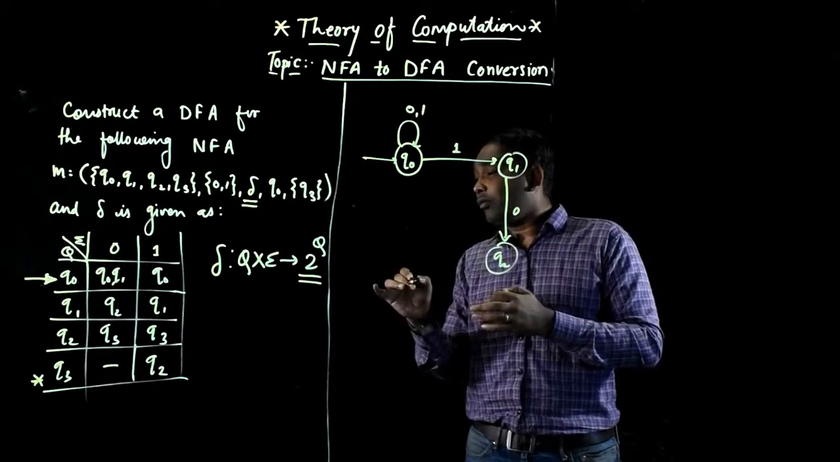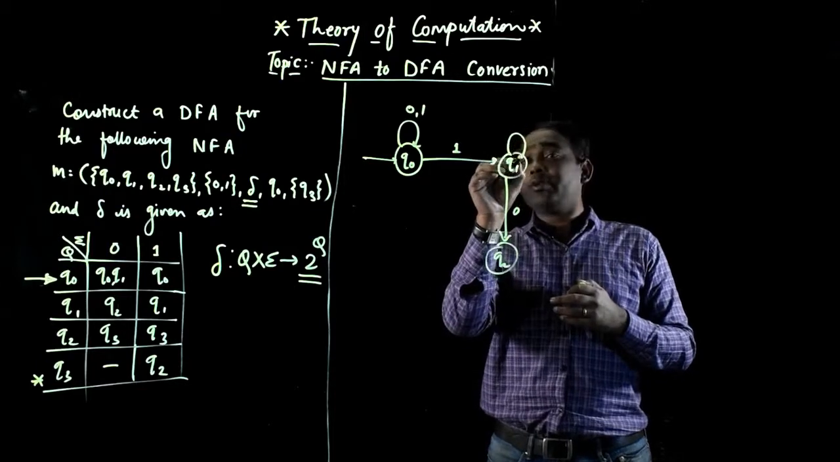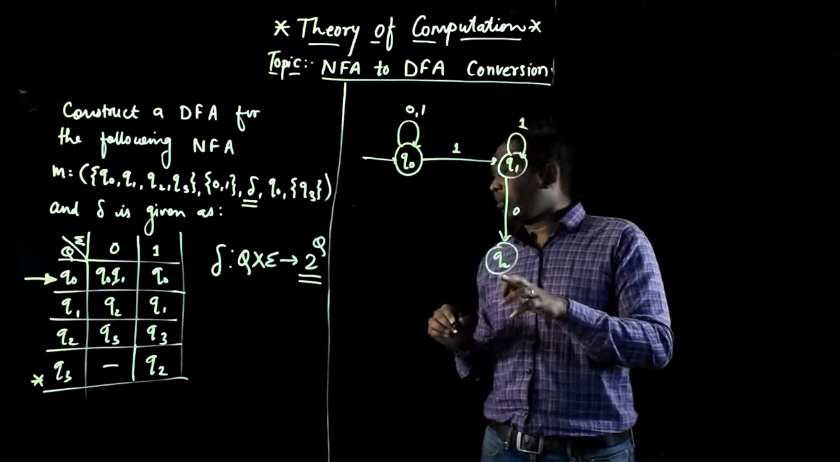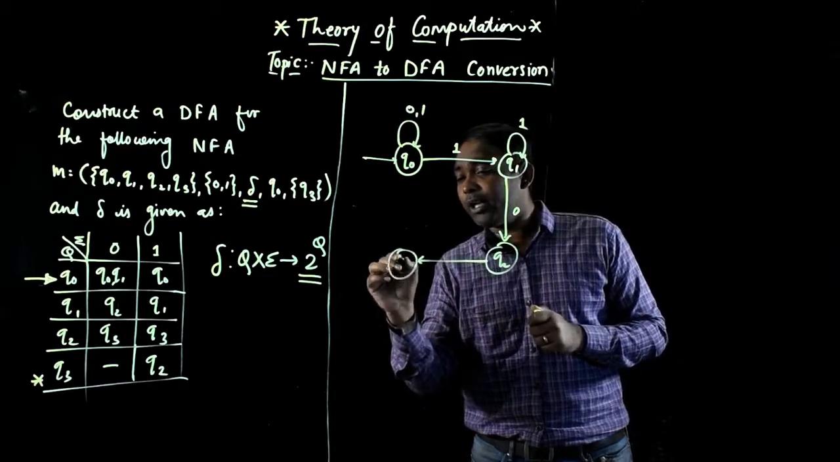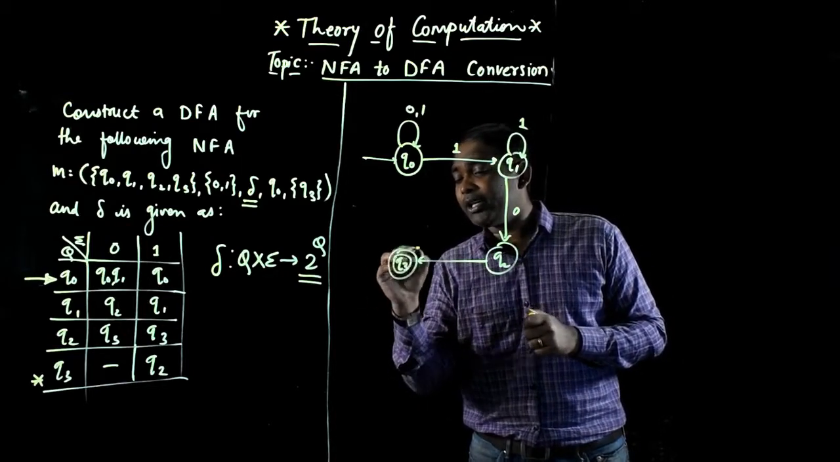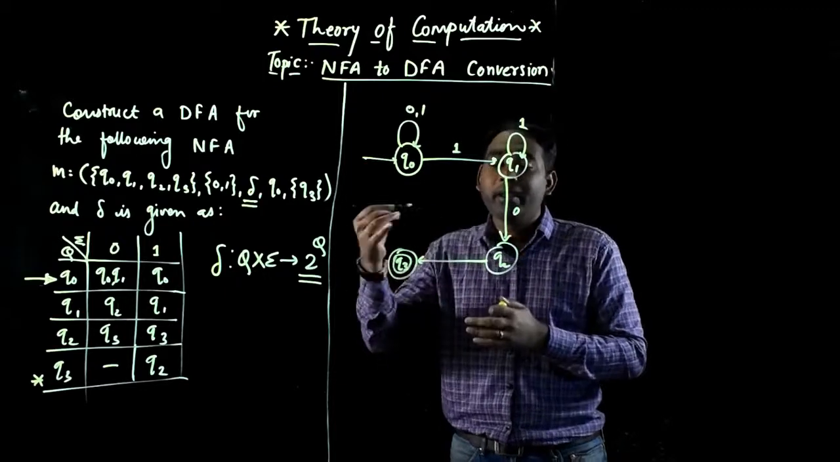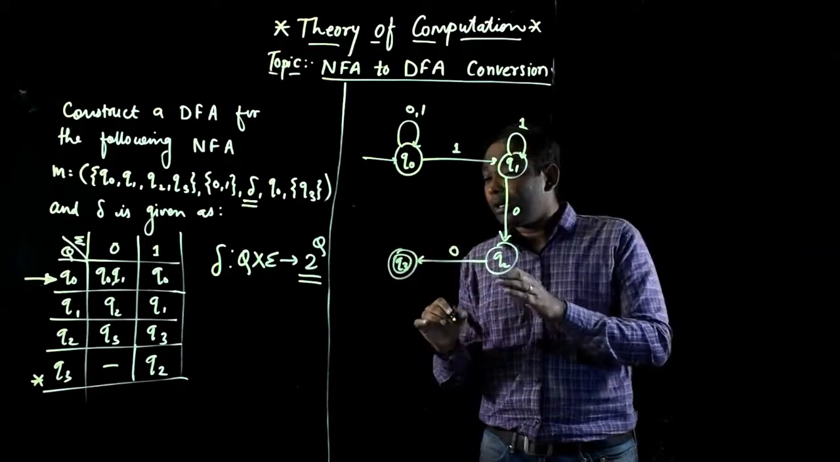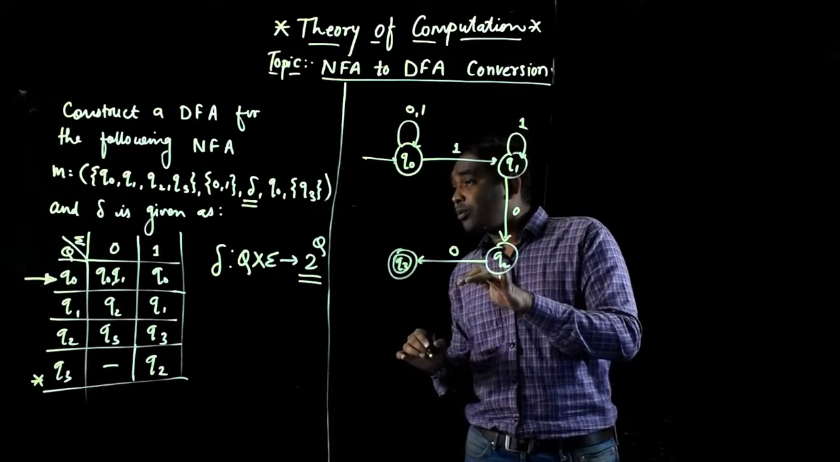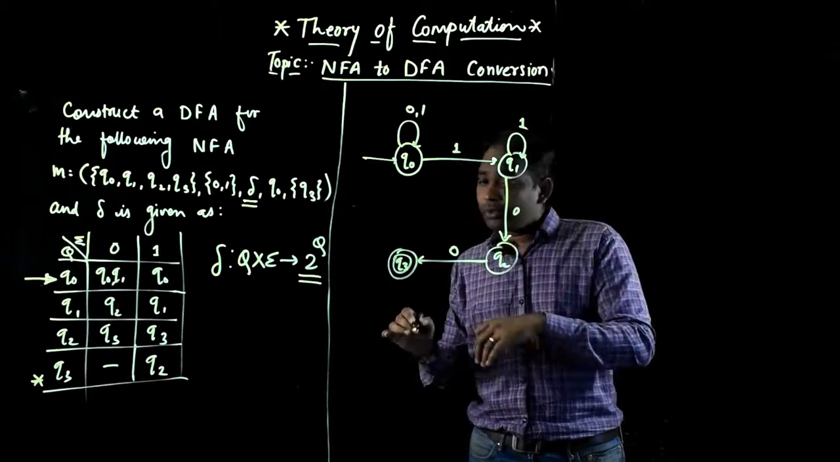And on 1, there is a self transition on Q1 itself. From Q2, on 0 it goes to the new state called Q3, and Q3 is my final state, denoted in the transition diagram by concentric circles. So Q2 on 0 goes to Q3, and Q2 on 1 goes to Q3 as well.